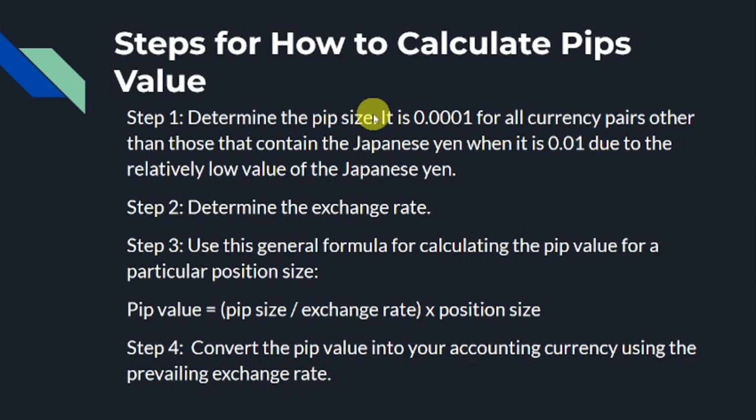Once you understand, maybe if it's moving in 10s or 50s, you calculate that as 1. You understand? For instance, here it's probably moving in hundreds, because of eliminating how many zeros? 1, 2. So probably it's moving in 100 because of the relatively low value of the Japanese yen. So step 2, determine the exchange rate.